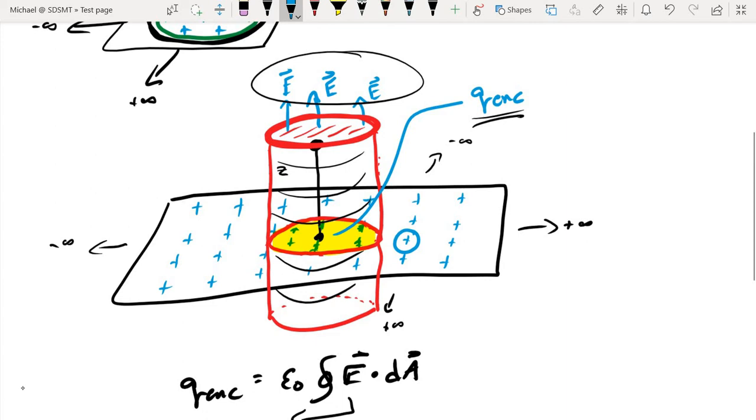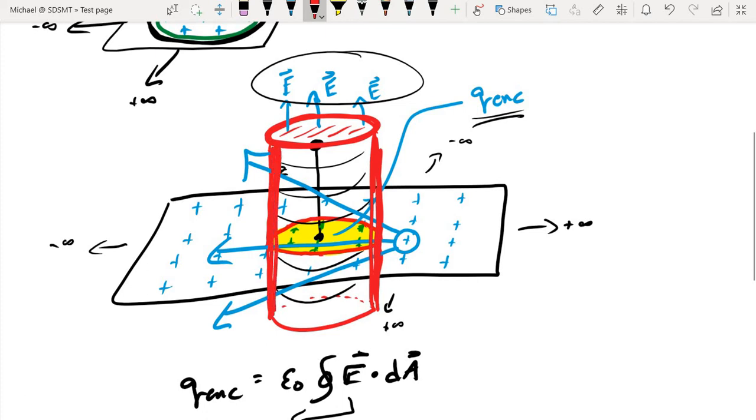So here we go. I'm going to draw some field lines from that charge. It goes into the cylinder and then back out. Everything about the field lines from the sheet of charge, they will pass through the walls of the cylinder, but the net flux that they provide is going to be zero.